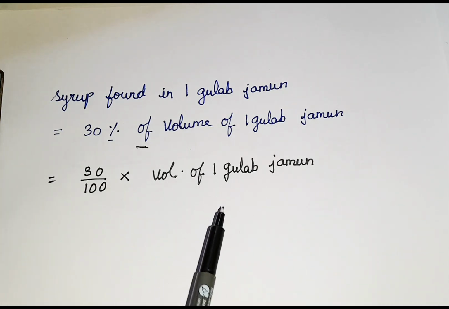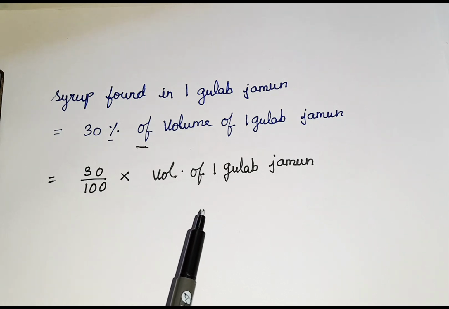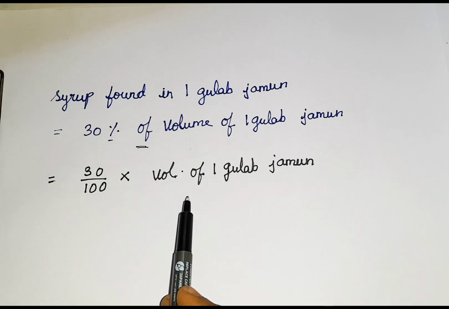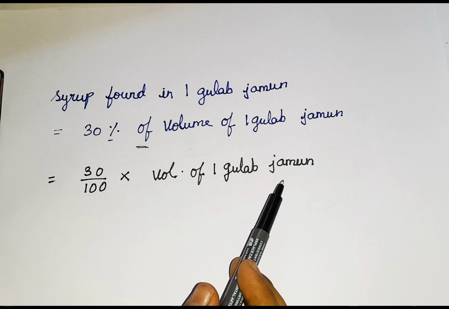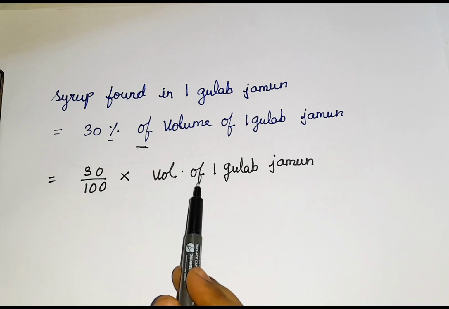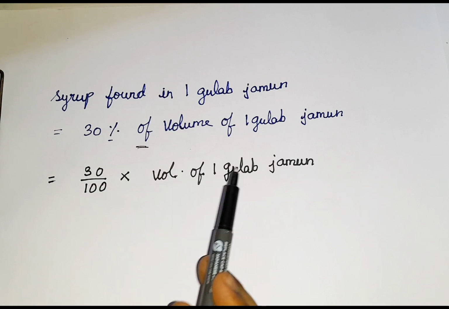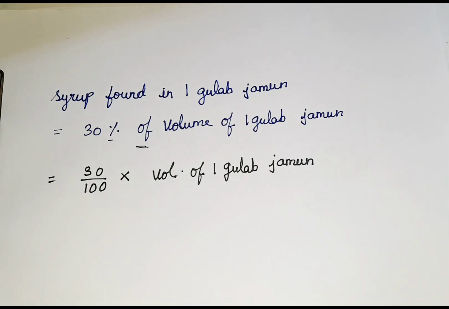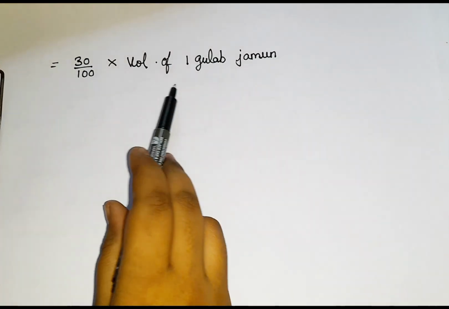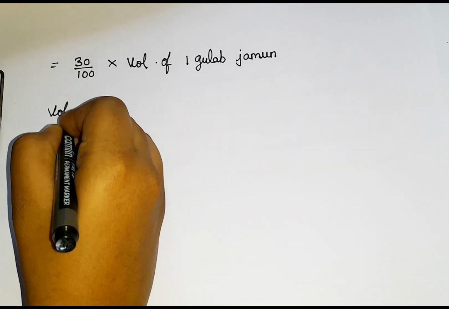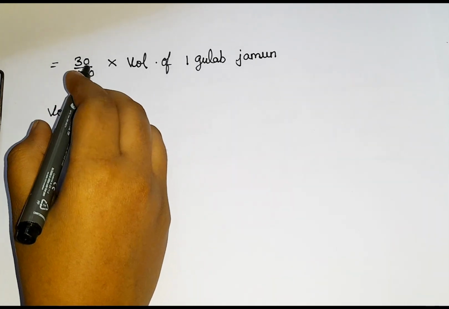Alright, so now what are we supposed to do? We have 30 by 100, and then into volume of one gulab jamun. Do you guys know what the volume of one gulab jamun is? Did they mention it in the question? No guys, they didn't mention the volume of one gulab jamun. So we are supposed to find it, am I right? So let us find it. It is literally easy guys. I am going to find it separately, and then we can multiply with 30 by 100.